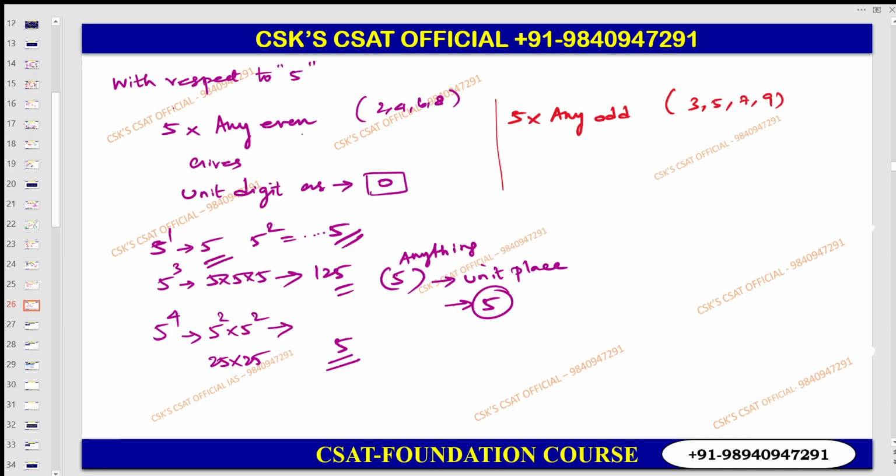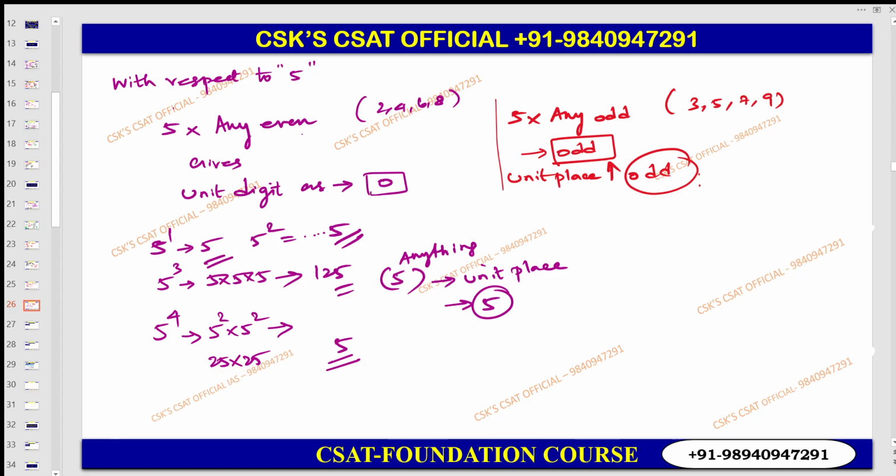So what would be the resultant here? The resultant is going to be odd only, which means the unit place is going to be odd only. Understood? 5 into 3 is 15, so 5 into 5 is 25, 5 into 7 is 35, again 5. So 5 into any odd, the unit place is going to be odd only. This also you need to remember.